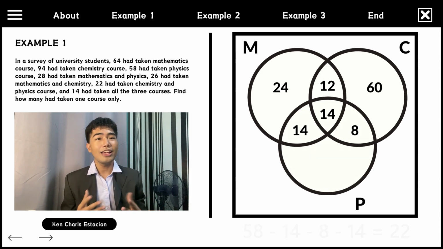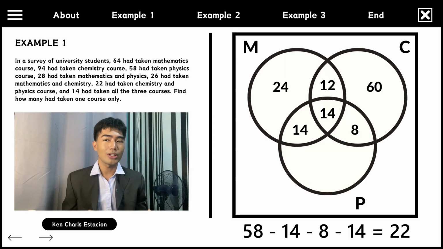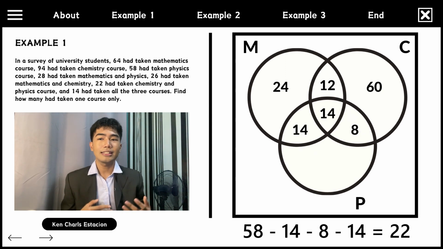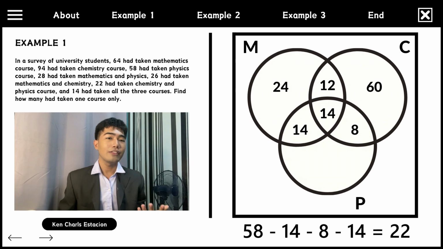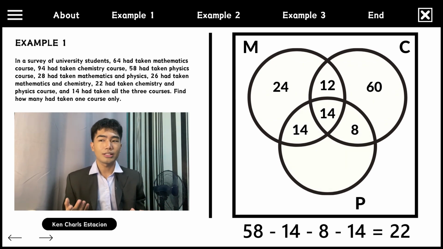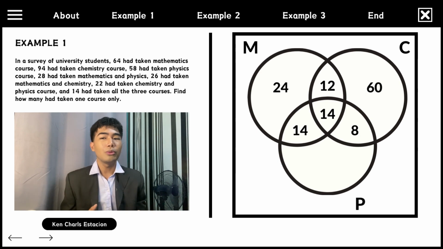And lastly, 58 students are enrolled in the physics course, 14 for physics and mathematics, 8 for physics and chemistry, and 14 for all the other courses. Subtracting would result in 22, which is the amount of students who only took this course.